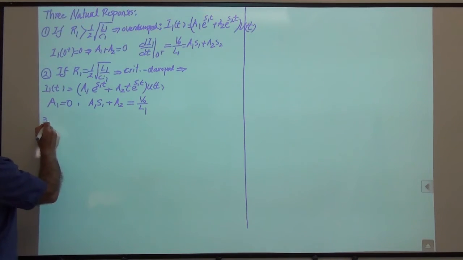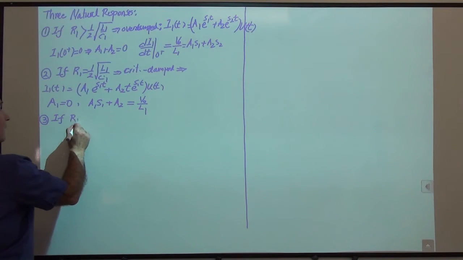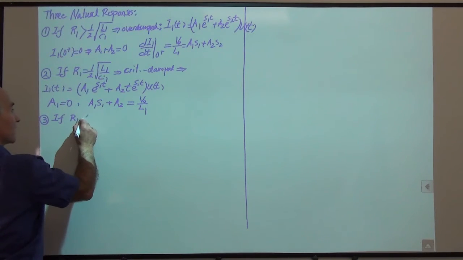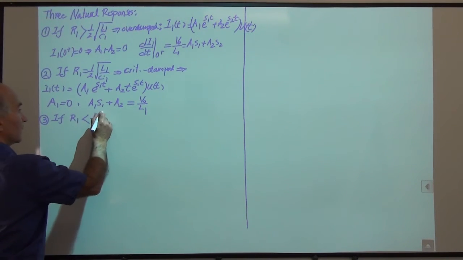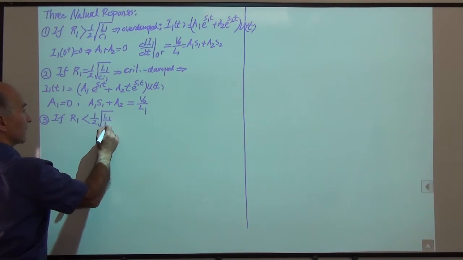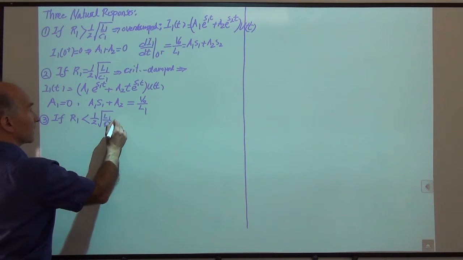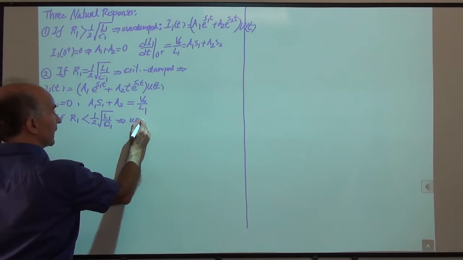And finally, we have the case of underdamped response. So R1 is small enough, and the circuit rings. R1 is smaller than the square root of L1 over C1. So this is underdamped.